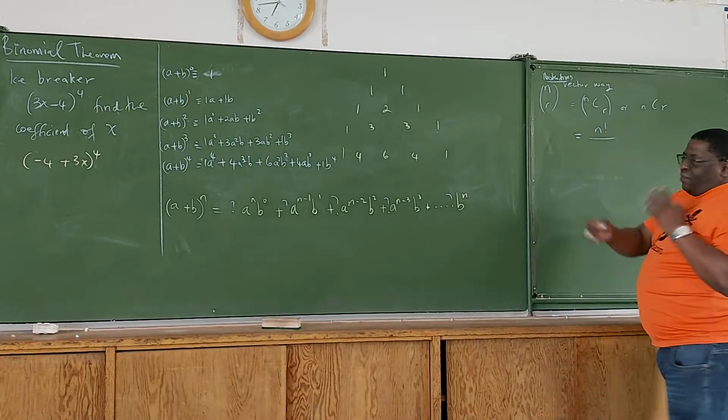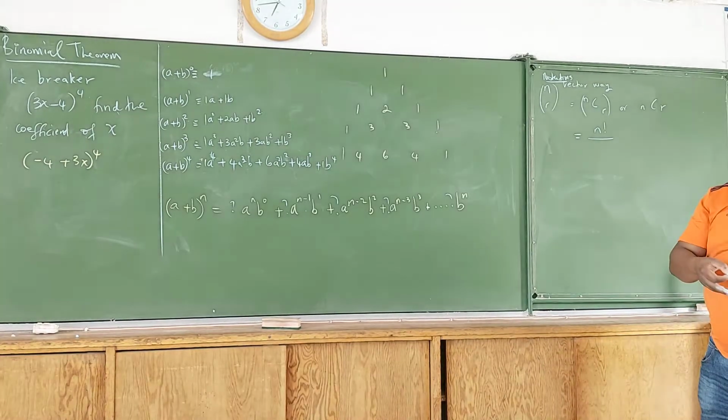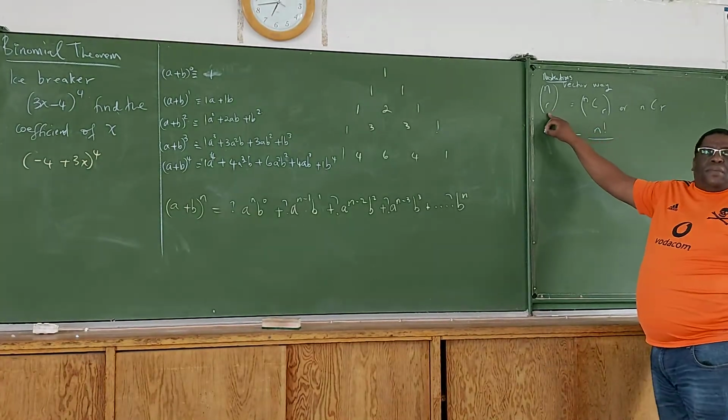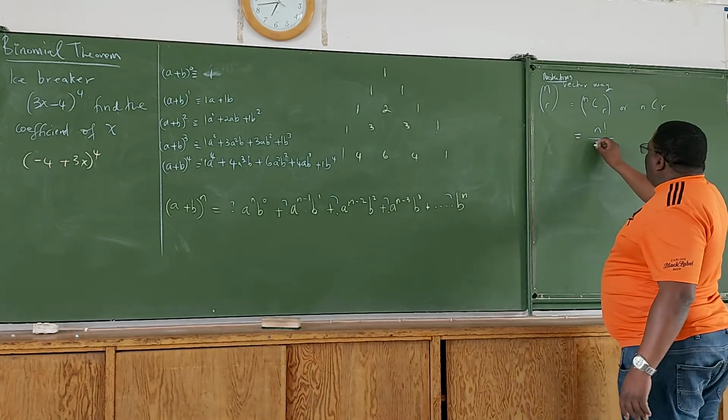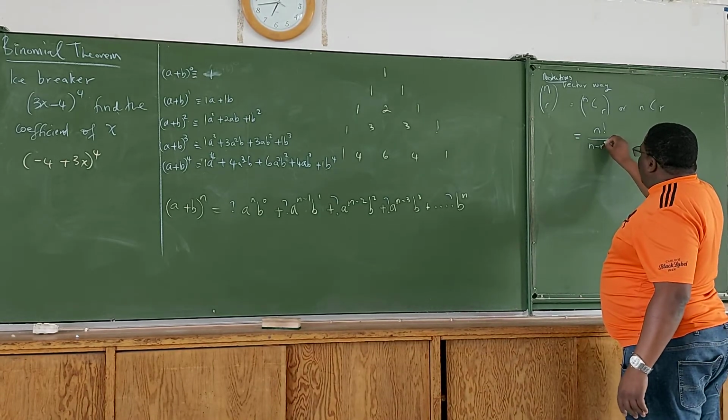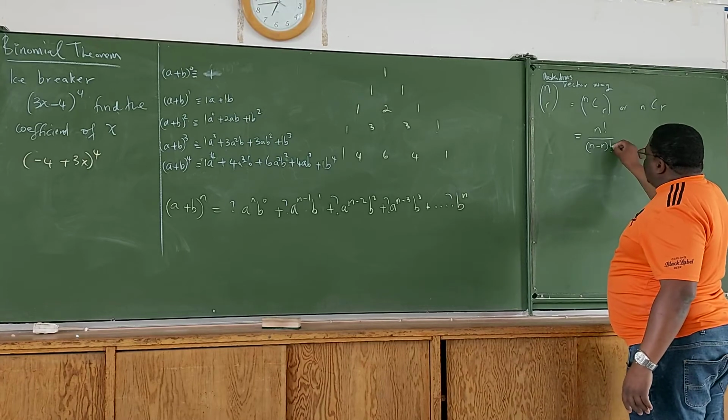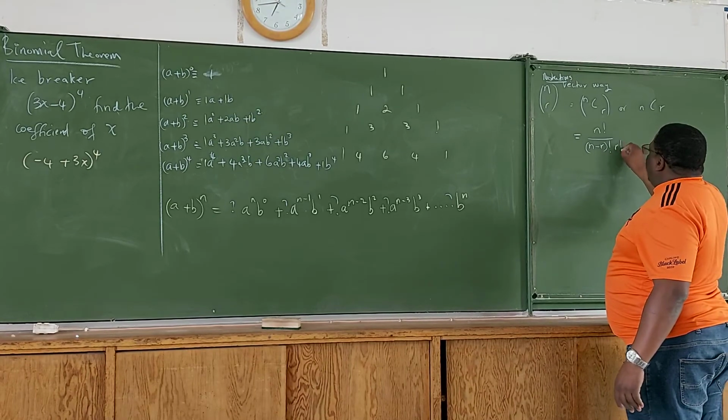Divided by, now I'm just going a bit different, but you can do that if you want to. The r is a number under, right? So you can go (n minus r) factorial multiplied by factorial r.